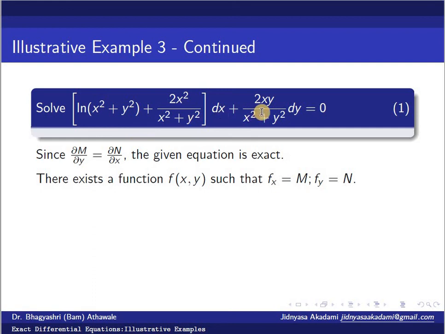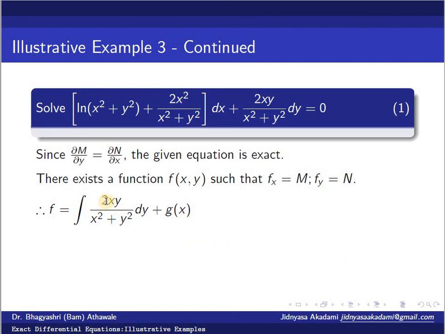You can start with your N. See, these two equations are there. In the algorithm, as stated, we have started with this part, but that is not mandatory. You can start with ∂f/∂y equal to N. That means integrate N first with respect to y. So my f is the integration of N with respect to y, which is the integral of 2xy upon x² + y² dy. Now since we are integrating with respect to y, we are going to add a function of x as a constant, and so this is my first step.